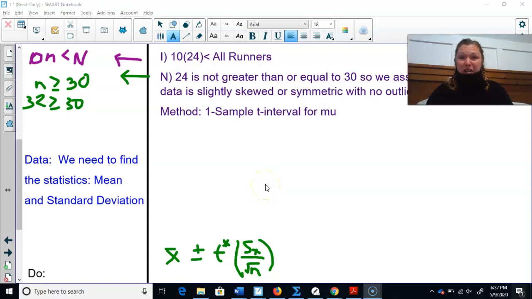Hi guys, we're going to continue where we left off from yesterday. So yesterday we learned the state and the plan for a one sample t interval for mu. And now we're going to just finish that problem off with the do and the conclude.